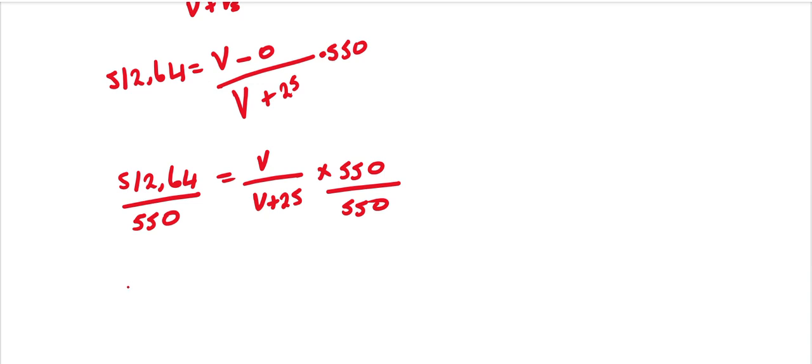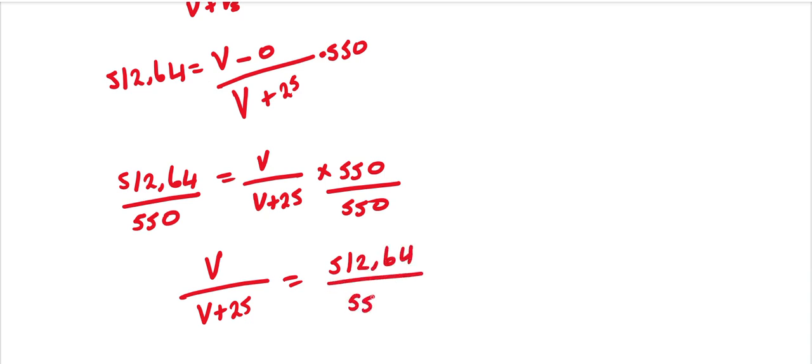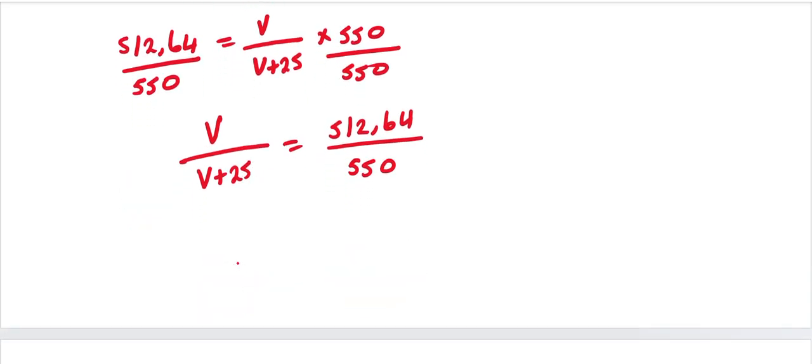So when you divide by 550, normally I don't punch a calculator on things like this because it's going to give me a comma, and then that comma is going to affect my answer. I will work it out. Here we have V plus 25 is equal to 512.64 all over 550. And then let's cross multiply.